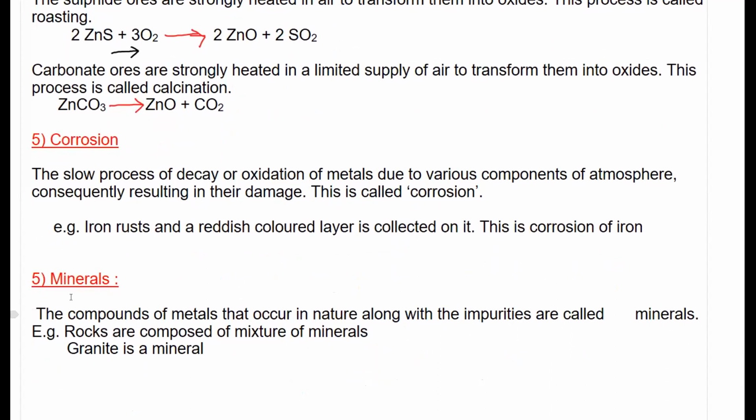The last question is minerals. The compounds of metals that occur in nature along with impurities are called minerals. This is question number 6. Metals plus impurities, we get minerals. Example, rocks are composed of a mixture of minerals. A number of minerals are present in rocks. The next example is granite, which is also a mineral.